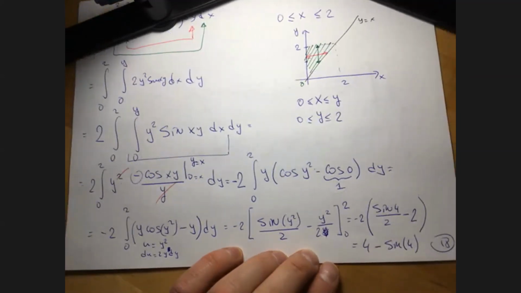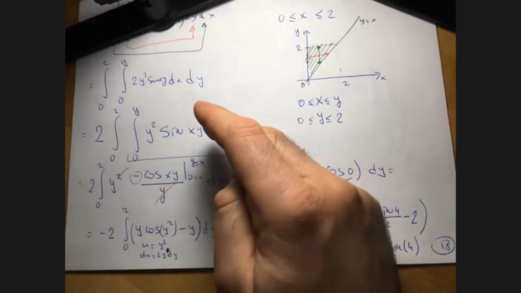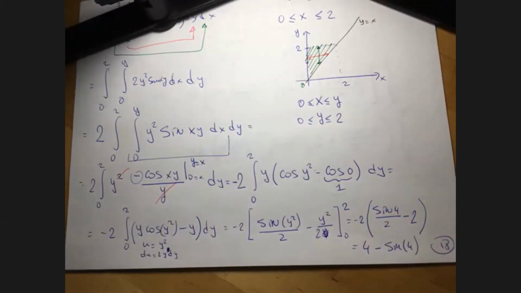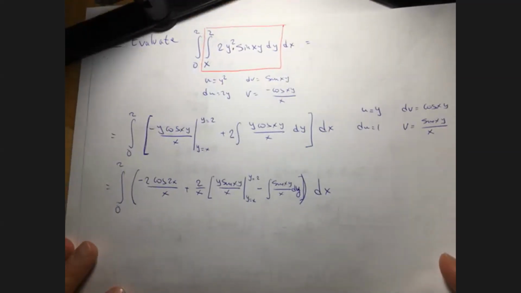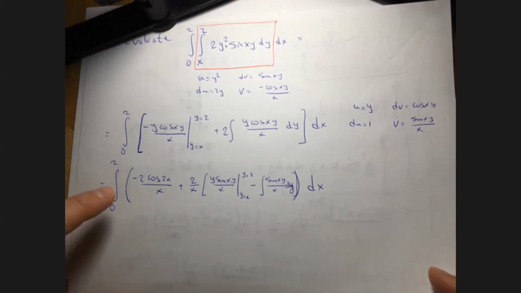I'm not saying that this is easy, but at least I was able to get to this value in 1, 2, 3, 4, 5 steps, compared to here where in the next 5 steps I wouldn't have been able to get to integrating with respect to x.